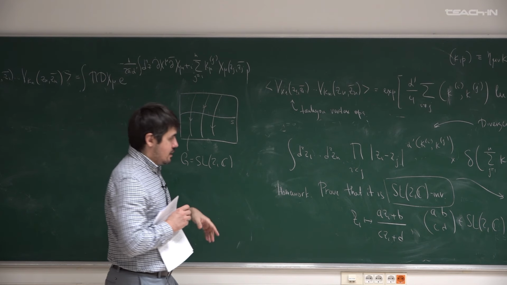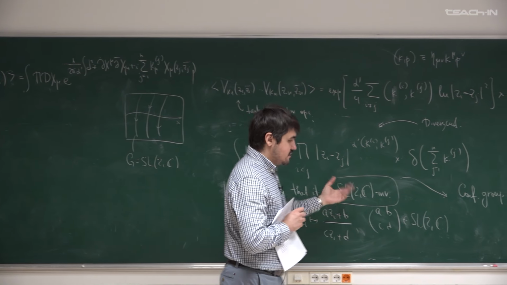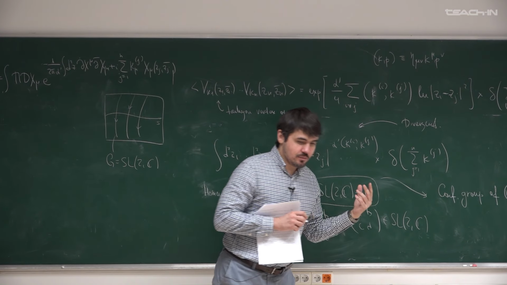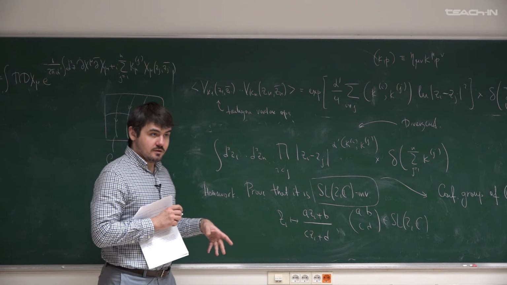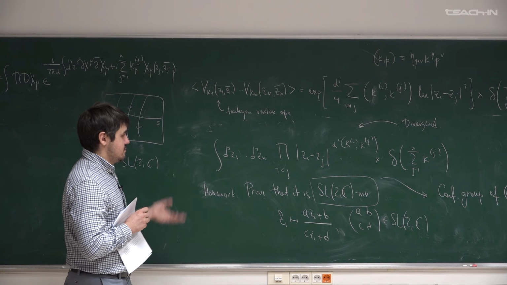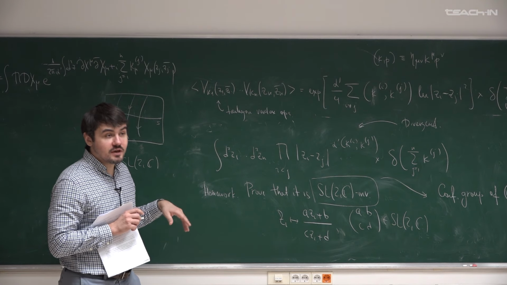SL2C is the remaining part of the diffeomorphisms, right? So we had diffeomorphisms, then we fix conformal gauge, we come to conformal transformations, and these are the conformal transformations of the sphere. So we actually should quotient by this residual symmetry. Quotienting by residual symmetry means, well, you could say dividing by the volume of the gauge group.